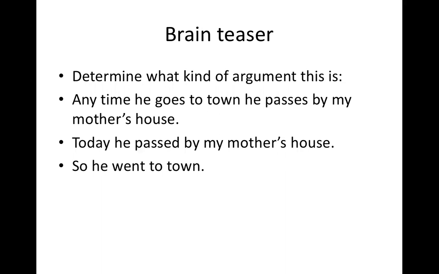He passes by my mother's house. Today he passed by my mother's house. So that's an affirmation, affirming the consequent. So the argument is a fallacy. It's a fallacy of modus tollens. Now, look at the argument very well and suggest why it is a fallacy. Why does the conclusion not follow with certainty?